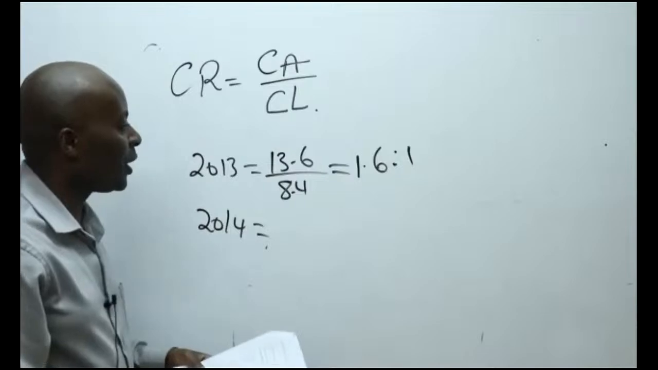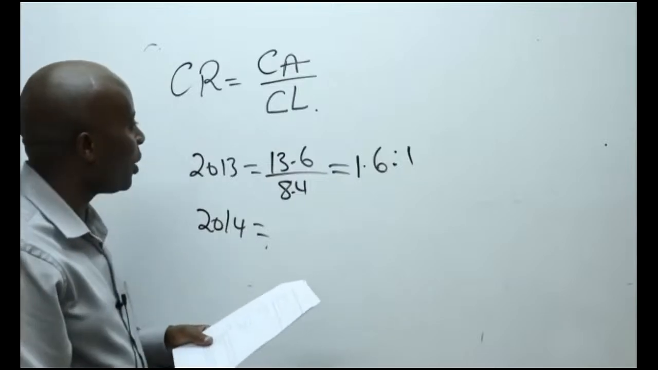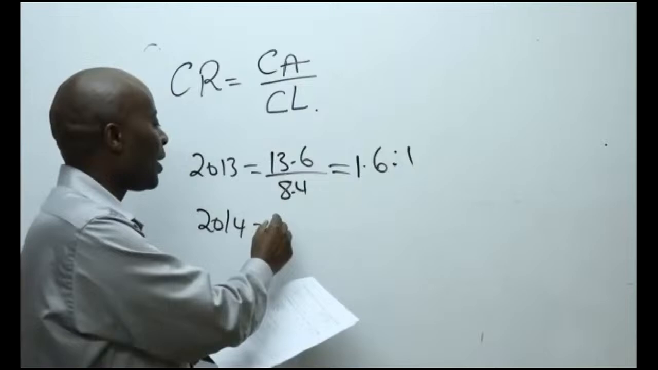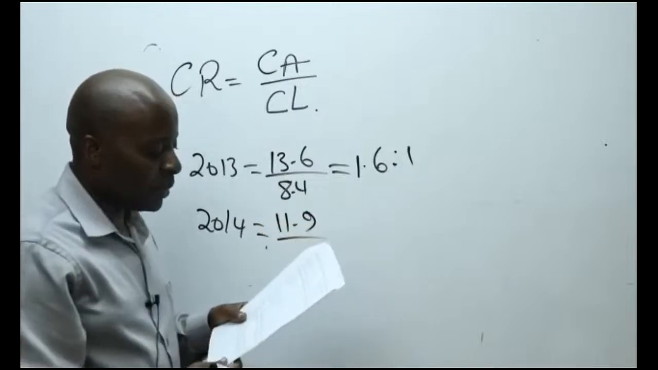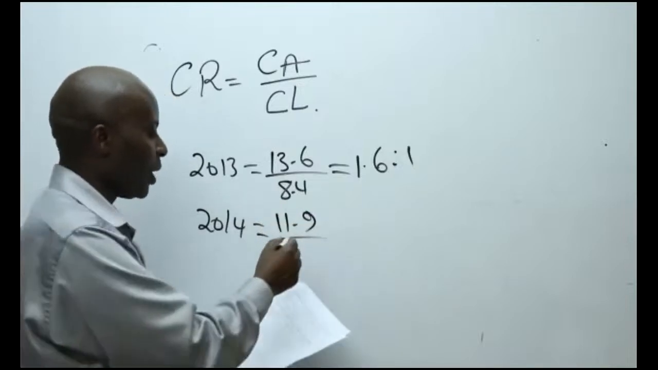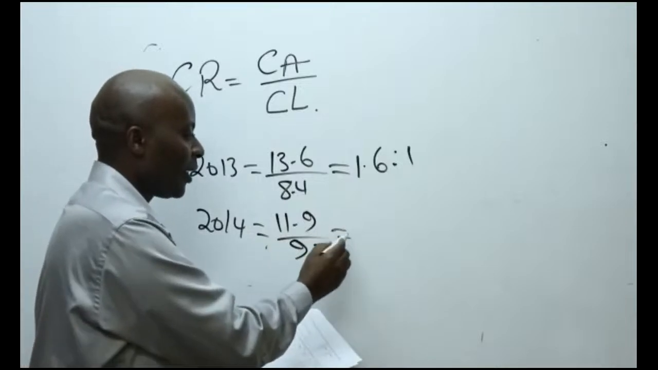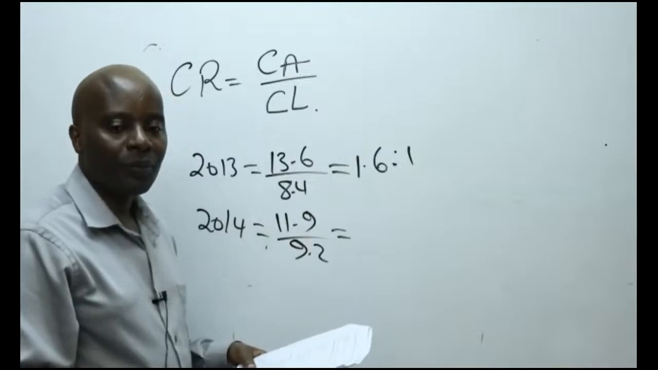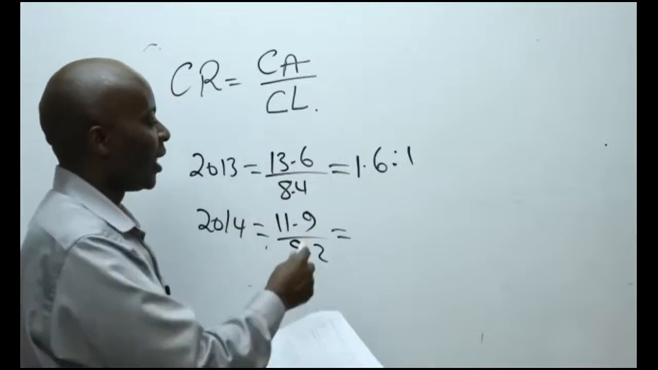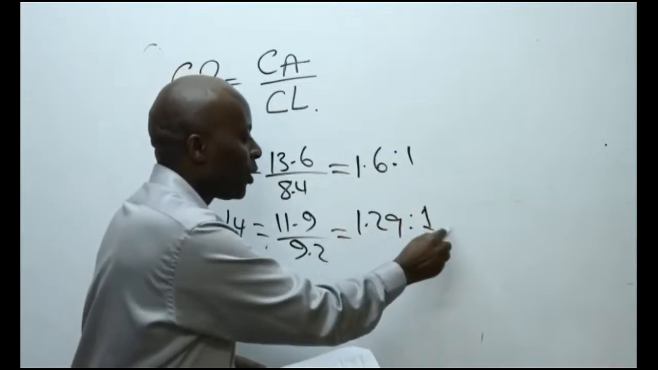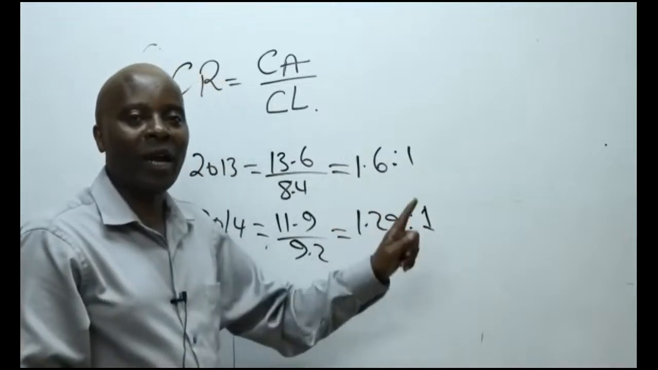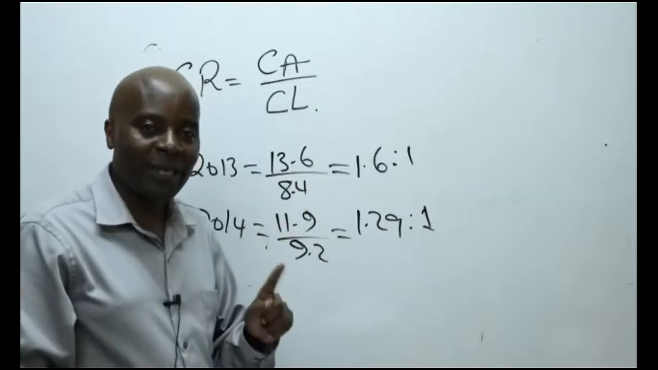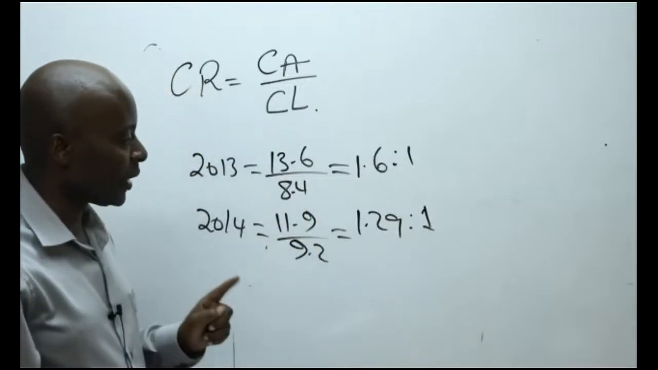How about 2014, ladies and gentlemen? In 2014, I can see straight away my current assets there are 11.9. Divide this by the current liabilities, which I'm able to see as 9.2. So 11.9 divided by 9.2 will give us what figure? So getting 1.29. 1.29, ladies and gentlemen, is to what here? Is to 1. You must always add that is to 1. That's how you demonstrate broad and deep understanding of the subject.